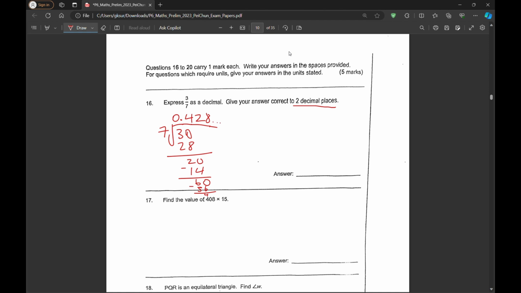However, the question is only asking for 2 decimal places, so 0.428 can be rounded off to 0.43, 2 decimal places, which is our final answer.